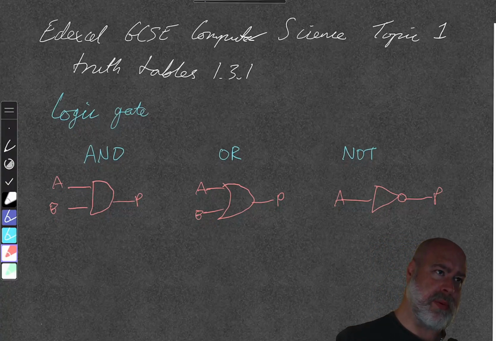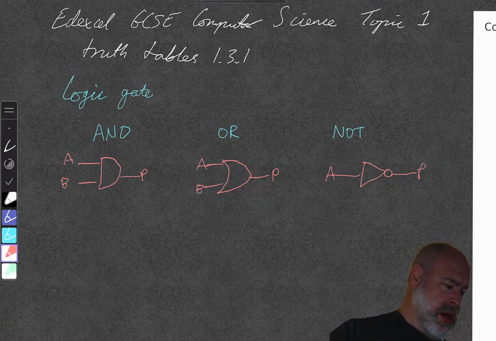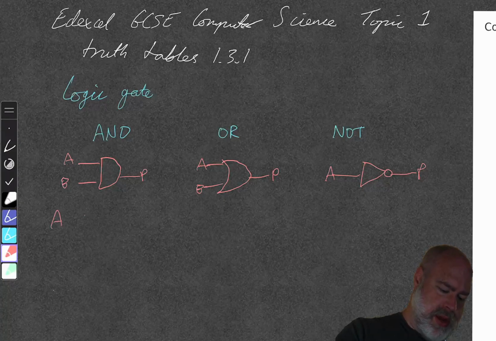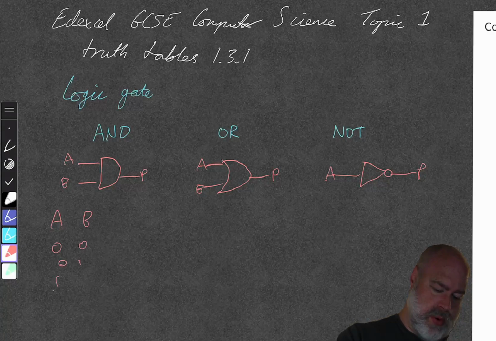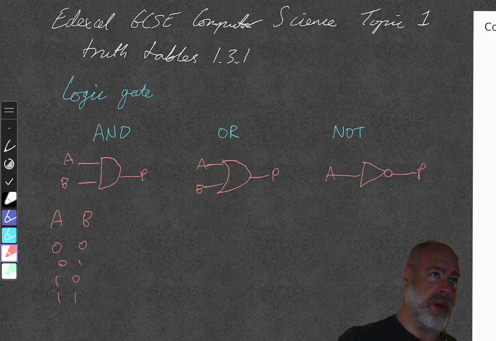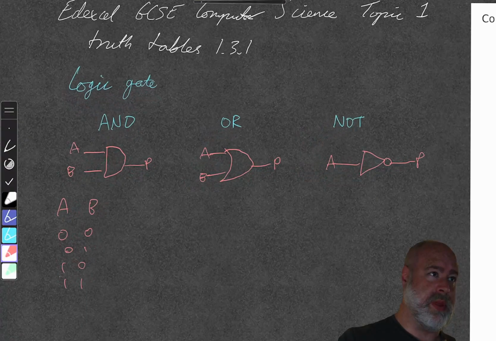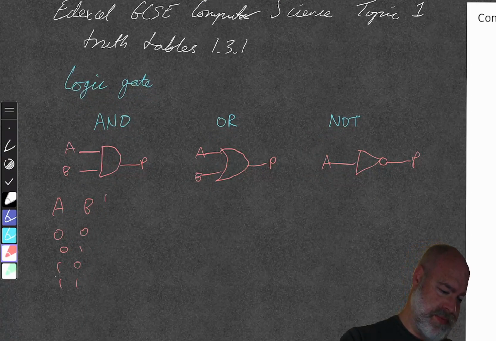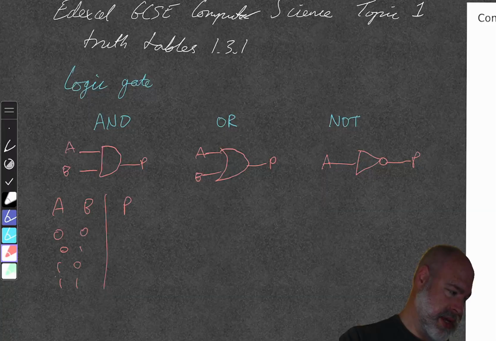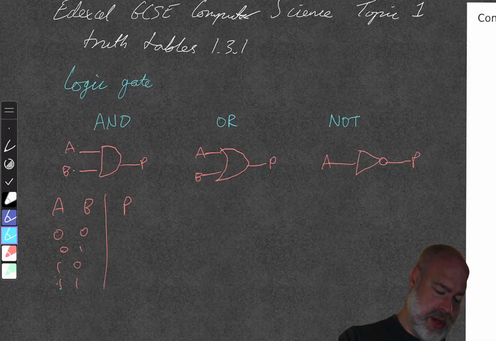And what are the truth tables for those? So let's say we've got A and B. What are the different permutations we could have? We can have 0, 0, 0, 1, 1, 0, or 1, 1. Those are the only types of input we can have there. And what could P be in that case? Well, in order for this to work, both A and B have to be 1. They have to be true. They have to be turned on for the output to be 1.